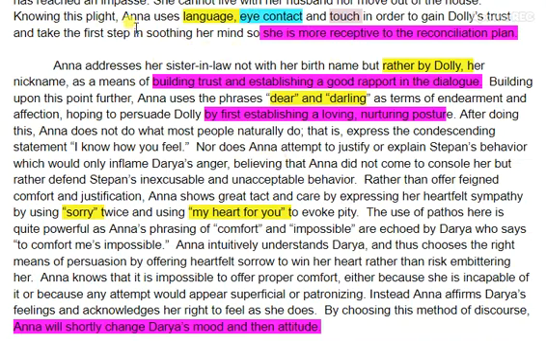The thesis is Anna uses language, eye contact, and touch in order to gain Dolly's trust and take the first step in soothing her mind so she is more receptive to the reconciliation plan. These three components are in colors yellow, blue, and purple. The persuasion part is in pink. So we have to connect these three concepts with persuasion. So if you want to persuade someone, you have to use these three.